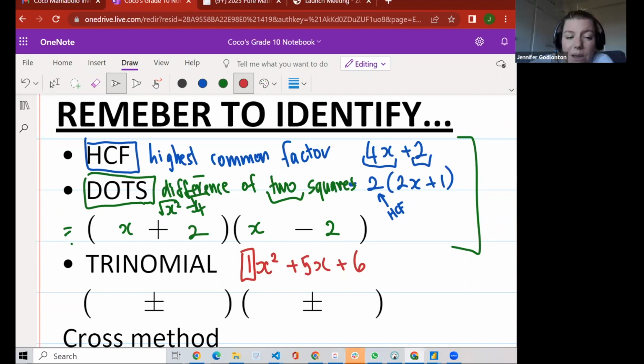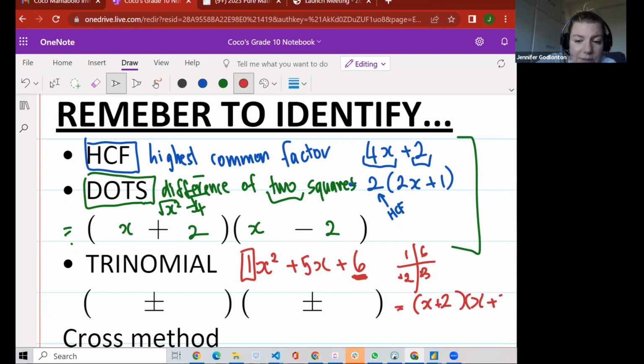So last year, the way we would factorize this is we would look at the factors of our constant, and we would look at those factor pairs. So we'd have 1 and 6, and we've got 2 and 3. And then we'd think, how could we get to 5? We could say plus 2 plus 3. So then we would have (x plus 2)(x plus 3).